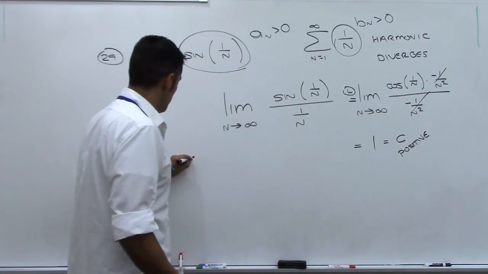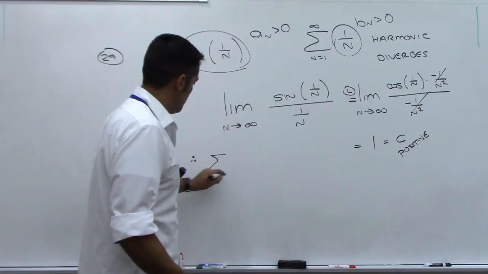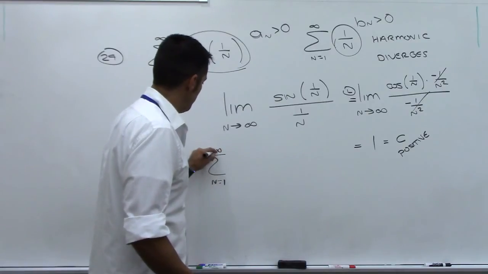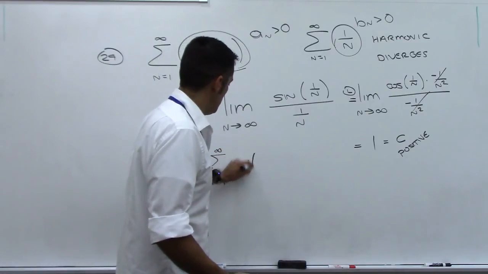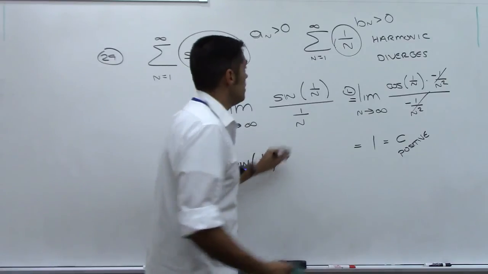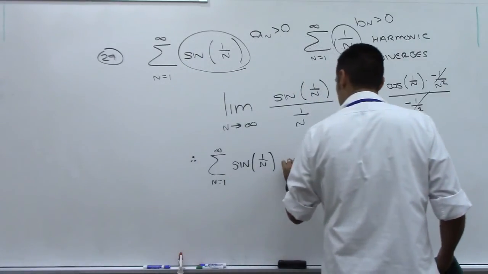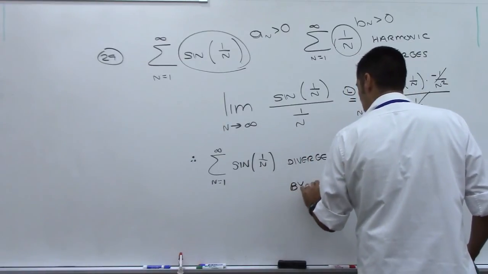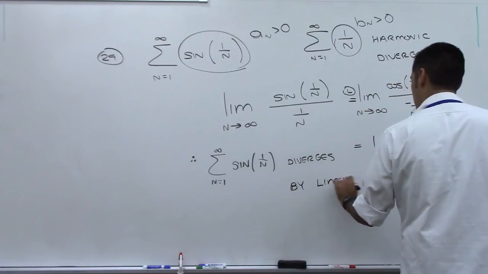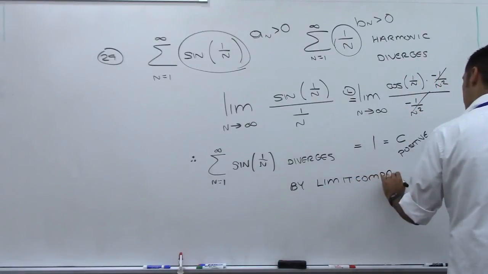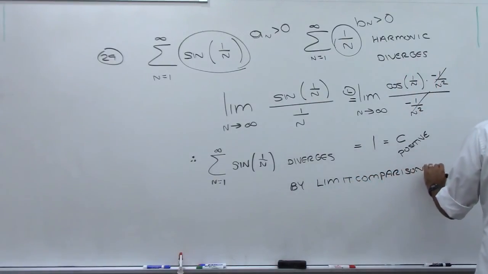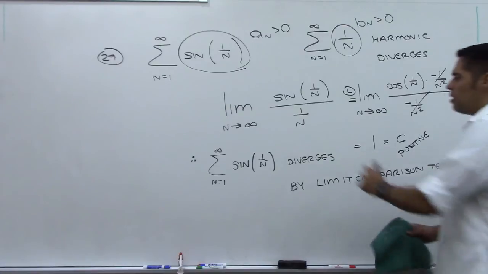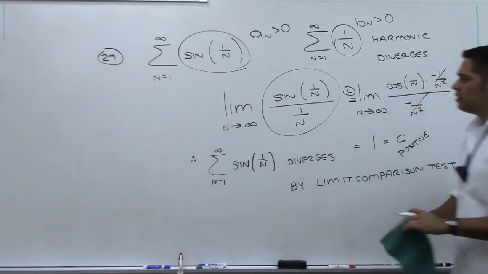So therefore, the sum from n equals 1 to infinity of sine of 1 over n, since that diverged, this one will also diverge by what we'll call the limit comparison test. This is a very nice test. So I would hope that this kind of looked familiar.